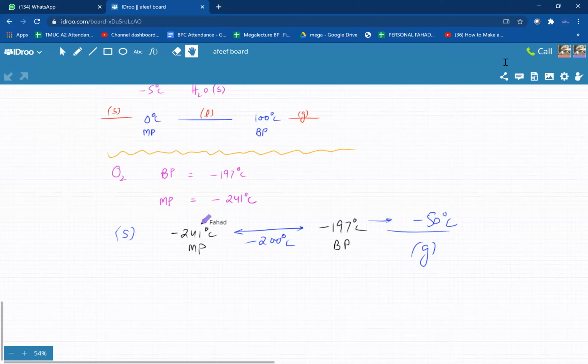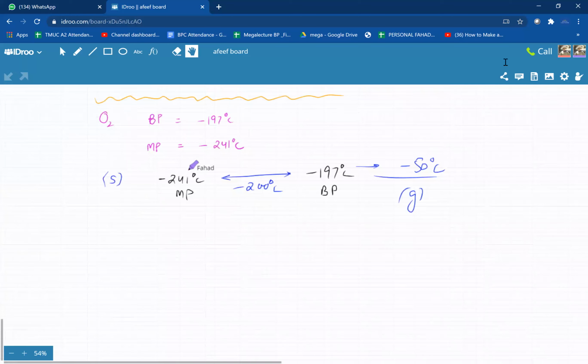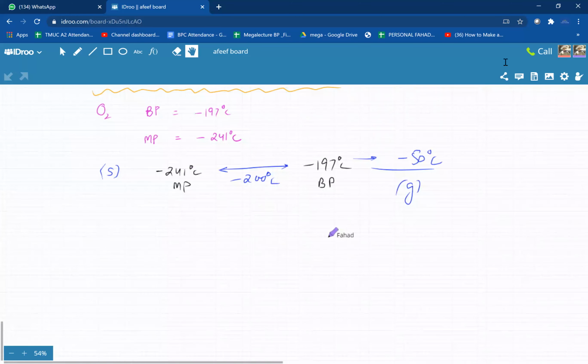So I'm going to give you some work right now, and you have to predict the state of the substances. I'll give you three temperatures. You have to predict the state at minus 190.